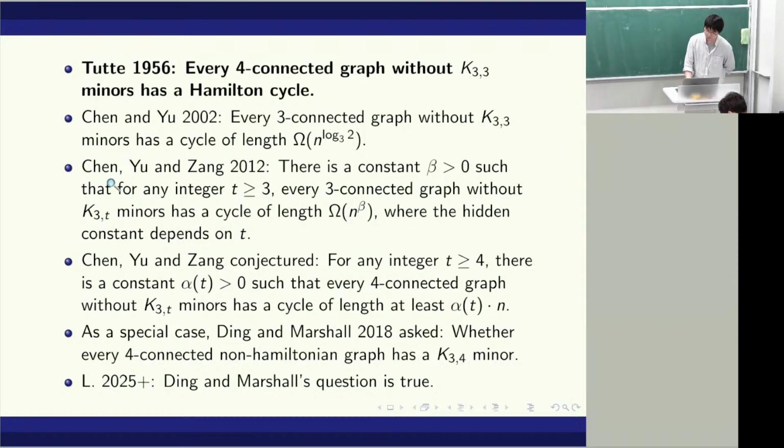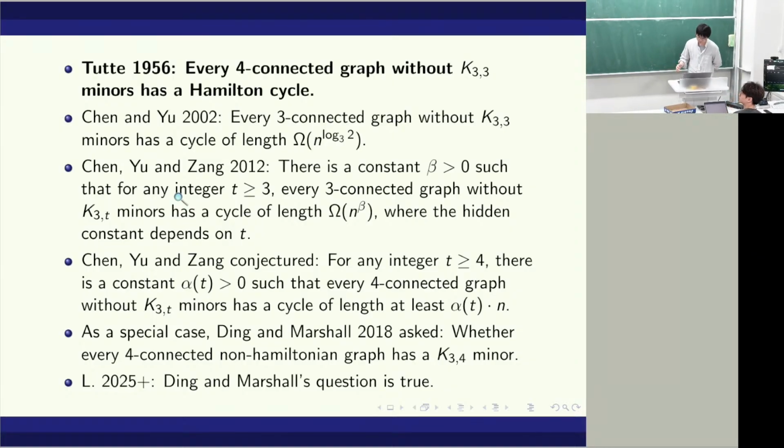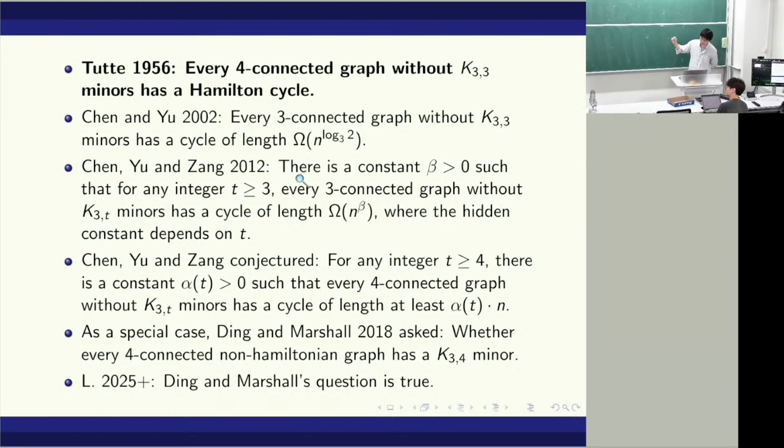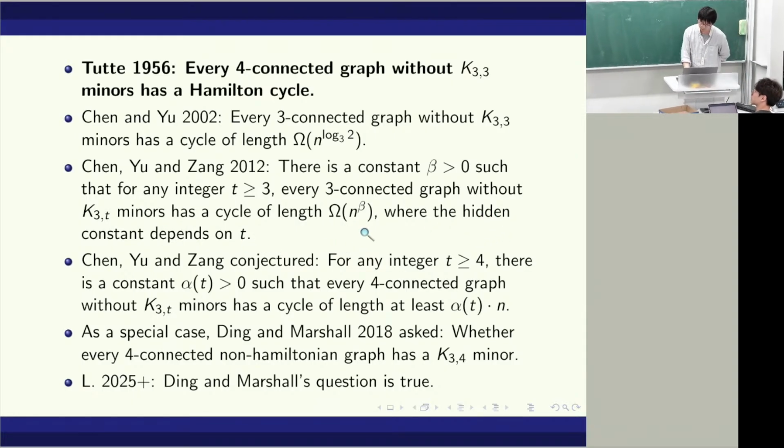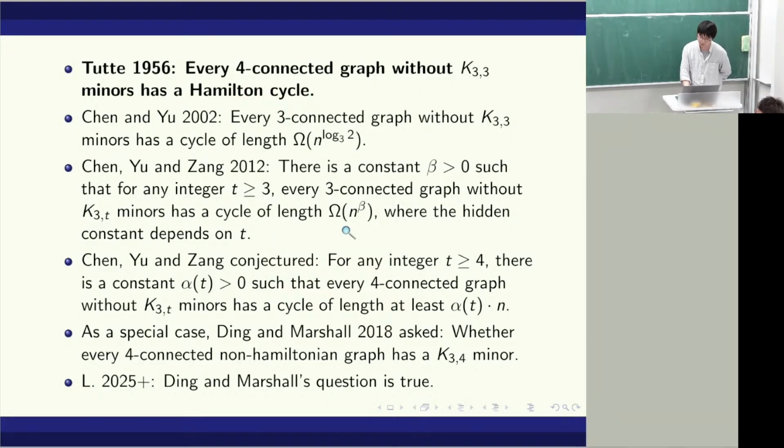And Chen, Yu, and Zhang extended their results for a general K3,t minus. They proved that there is a constant beta such that for any integer t at least 3, every 3-connected graph without a K3,t minor has a cycle of length Omega of n to the exponent beta. There is a hidden constant in this Omega, which depends on t, but the exponent beta is independent of t.